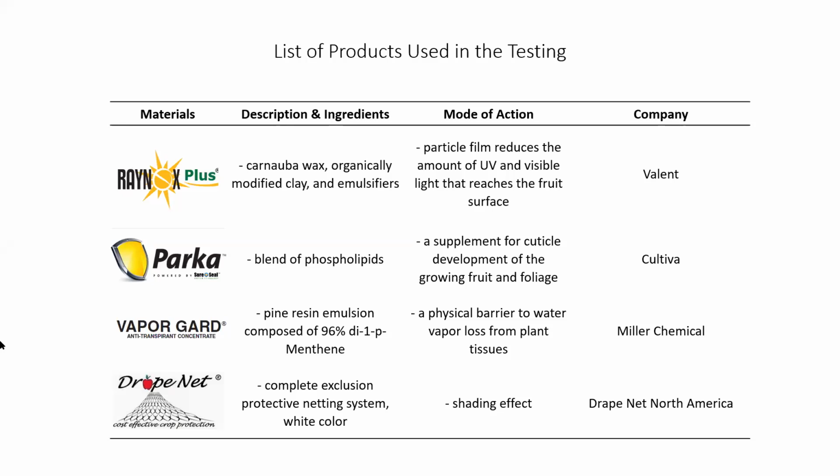So here, you can see the materials that we tested in 2020. Rain-X Plus has been tested before in our trial, but with a different rate. Since it's a wax-based product that reduces the amount of UV and visible light that reaches the fruit surface, we use it to compare with Parka. Parka is a new product composed of phospholipids, which are supplements to the cuticle development. And we have a third material, VaporGuard, composed of di-1-p-menthene that serves as a physical barrier to water vapor loss. And we also had a set of drape net treatments in white color.